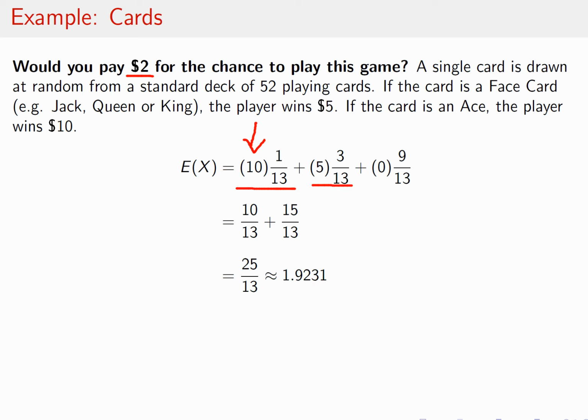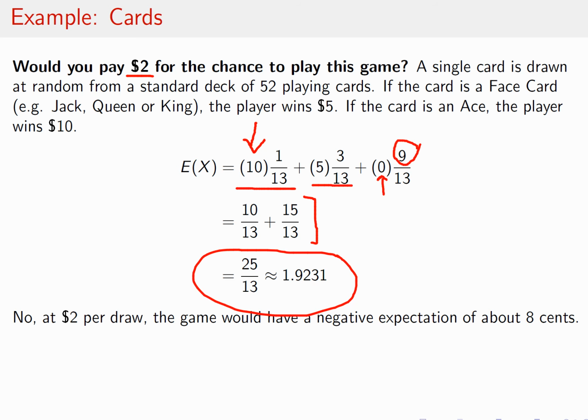Okay? $5, 3/13. Well, three of the values are jack or king or queen. So 3/13. And then the remainder of the time, we don't win anything. Again, in a moment, we'll add the pay-to-play feature of this game. But at the moment, it costs $0. So the expected value, with 0 cost to play the game, is 10/13 plus 15/13, or 25/13.